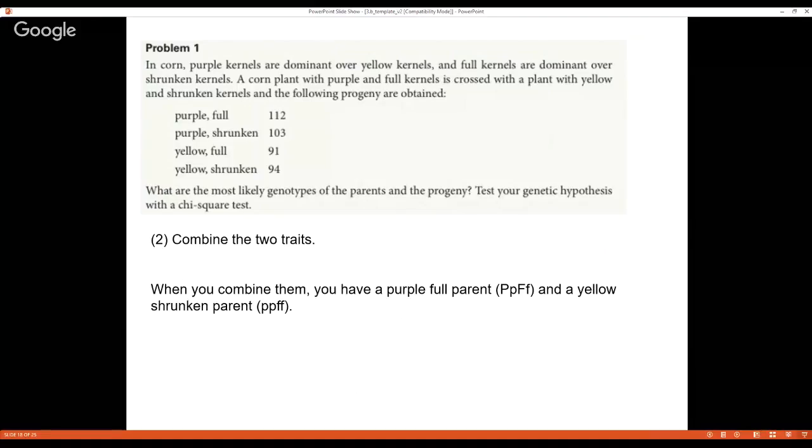And then it's wanting us to combine the 2 traits, and when you combine them, you have a purple full parent, which is uppercase P, lowercase p, uppercase F, lowercase f, and then a yellow shrunken parent, which is lowercase p, lowercase p, lowercase f, lowercase f.